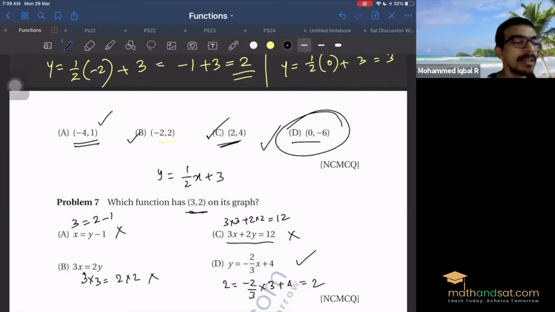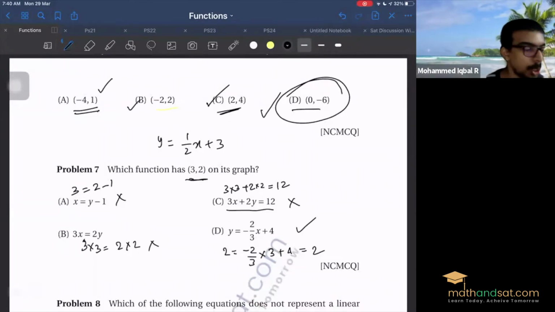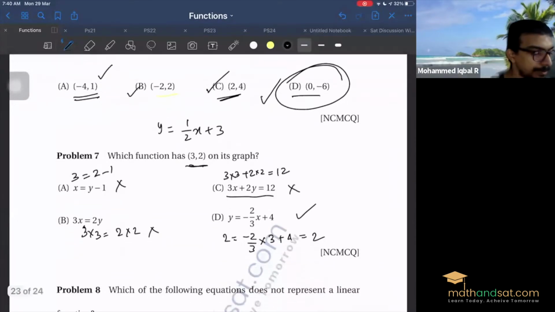Okay, it's pretty easy, right? You just have to substitute. When you have an ordered pair in the form 3, 2, it simply means that your x is taking 3 as the value, y is taking 2 as the value. Okay, that's all. Now you just substitute in the given equations and check which of them is satisfying the given ordered pair or given points.